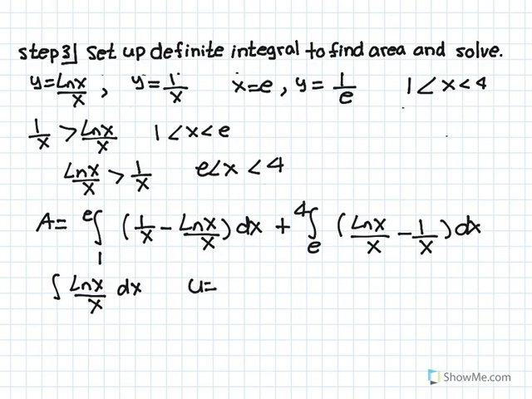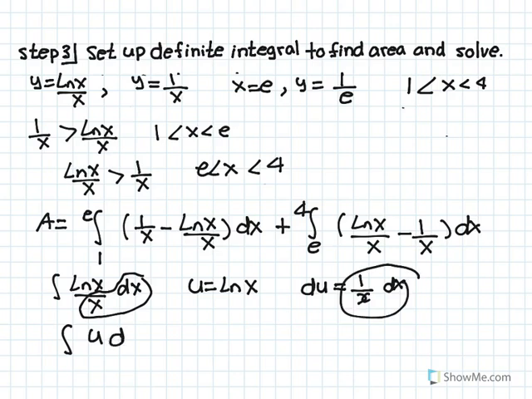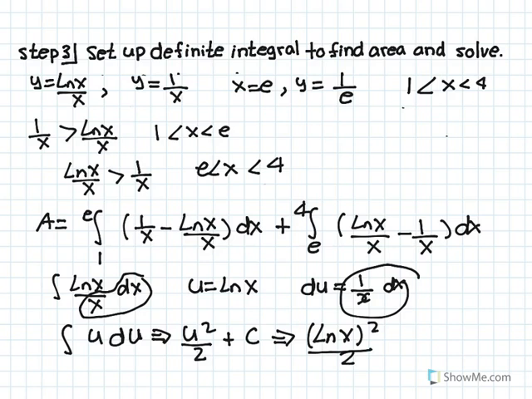We let u be equal to log x because its derivative gives us 1 over x dx. Differentiate both sides, we get du is 1 over x dx. So the integral of log x, which is u, times dx over x, is just du. Integrate u with respect to u, and we get u squared divided by 2 plus c. Now put u back in, and we get (log x) squared divided by 2 plus c.